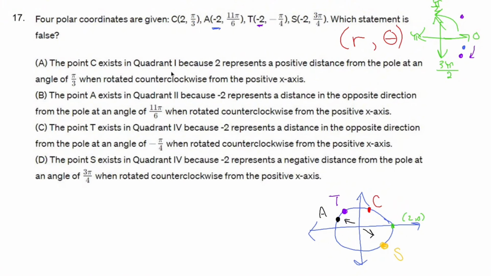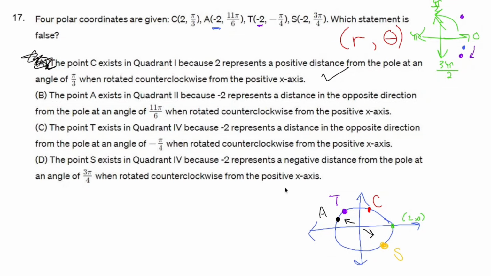Point C exists in quadrant 1. That's true because 2 represents a positive distance from the pole at the angle pi over 3 when rotated counterclockwise from the positive x-axis here. Don't see anything wrong with that. So A is not going to be the option we want because it's actually a true statement.